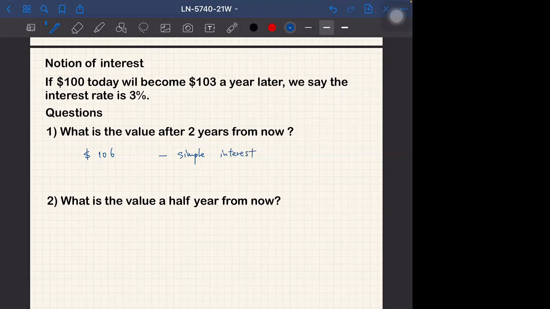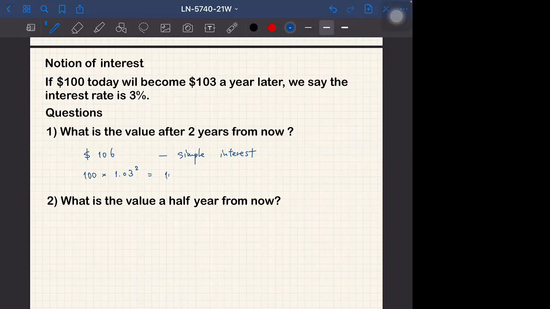So just the relationship is linear. So 1 year 3%, 2 years 6%, 3 years 9%. But maybe the interest rate is calculated in a different way. Maybe $100 becomes $103. So that means we multiply by 1.03 after a year. So 2 years later, we have to multiply 1.03 again. So 100 times 1.03 squared.